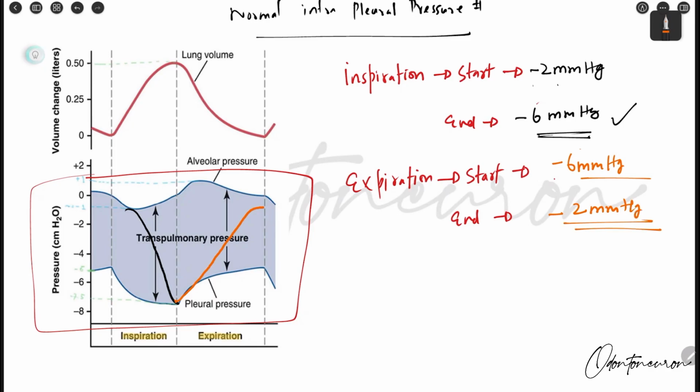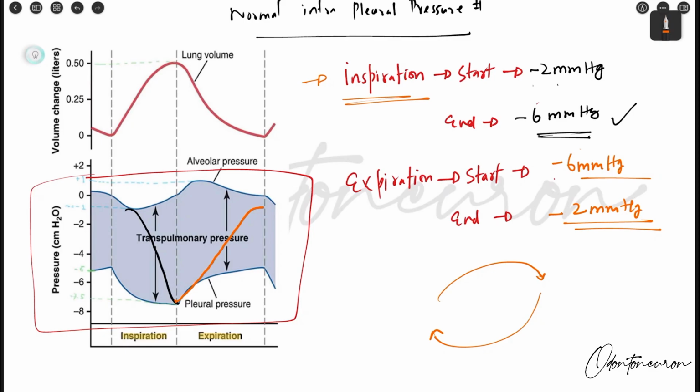Simple. So from where your inspiration ends, your expiration starts, and from where your expiration ends, your inspiration starts. So that's a cycle, right? That's how the cycle works. Just remember this one: when your inspiration starts, it's around minus 2 mmHg, and when it ends, it's around minus 6 mmHg. When the expiration starts, it's around minus 6 mmHg, and it ends around minus 2 mmHg. This is one concept which you have to know. As I said, this is an important concept. They have been asking many questions on this.